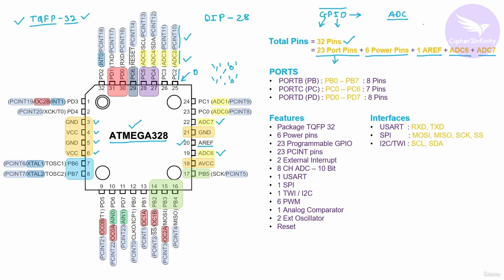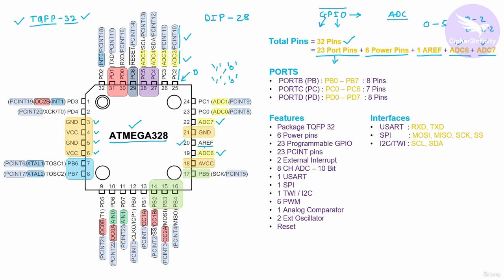So with the help of this pin you can read a signal which is varying between 0 to 5 volt, okay. So you can also read a signal from 0 to 2 volt, 0 to 2.2 volt, or 0 to 3.3 volt. It's completely fine, but you can't provide an analog signal greater than 5 volt, otherwise you will damage that particular pin. So ADC6 and ADC7 are just dedicated for ADC functionality.